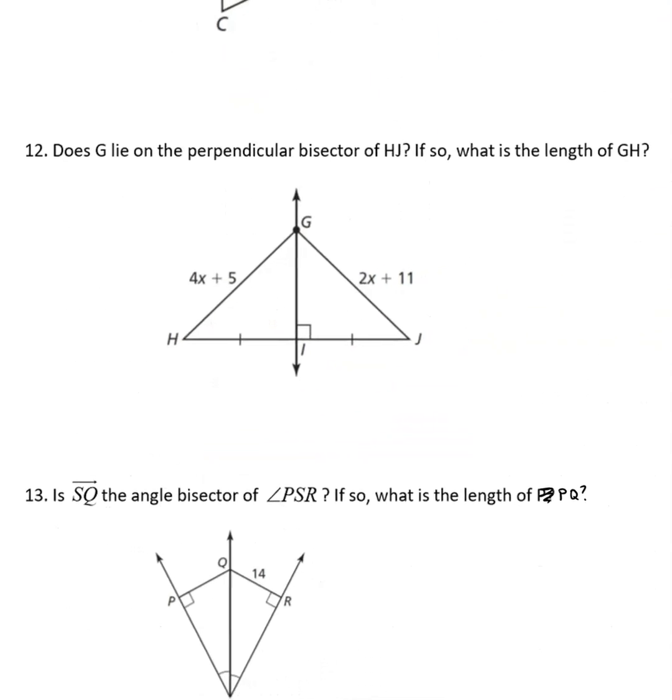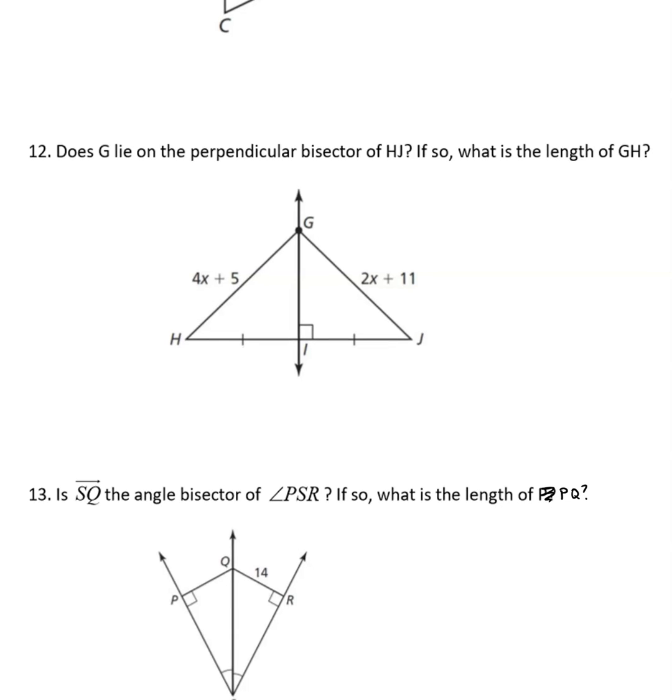Okay. This one says, does G lie on the perpendicular bisector? Well, we can see that it's perpendicular, and we know that HI and IJ are the same, so it is on the perpendicular bisector. That tells us that G must be equidistant from the endpoints, so we know that 4x plus 5 has to be equal to 2x plus 11, and we can use that to find the value of x.